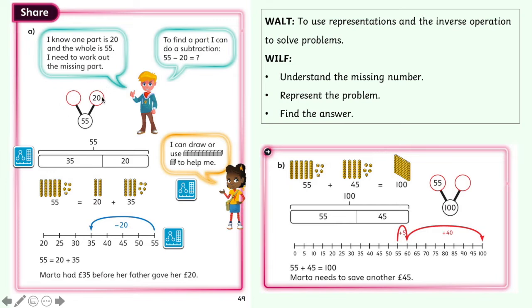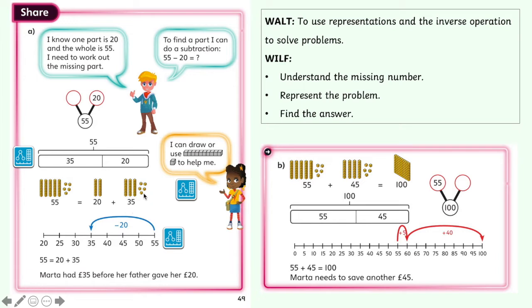So have a look. That's been represented as a part-whole model. Here's your whole. That's how much Marta has altogether. Here's how much her father gave her. And this then must be how much she had before, because these 2 parts add up to make 55. Have a look at the other ways that you can represent that. As well as a part-whole model, you can represent it as a bar model. It's showing the same thing. 55 is the total, and 35 and 20 are the 2 parts. You can see here that it's been worked out. 35 is the other part that we needed. So this is how much she had before her father gave her £20.